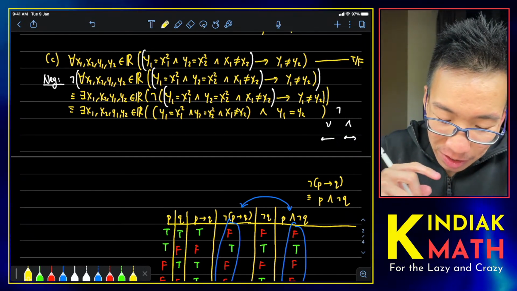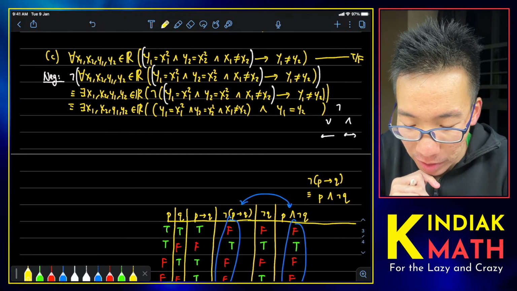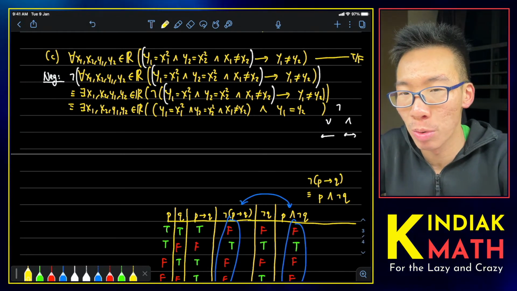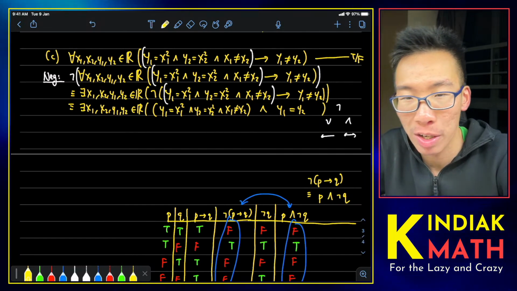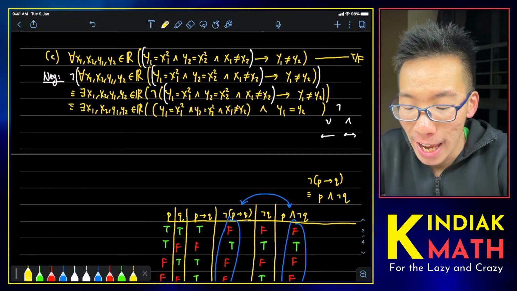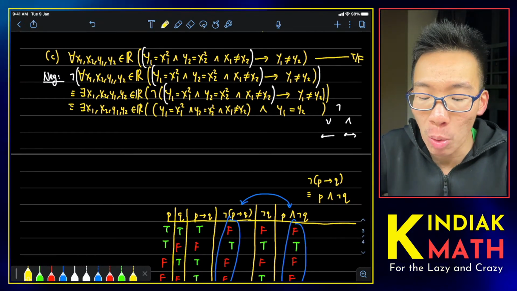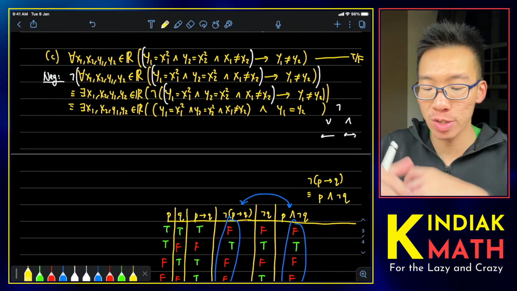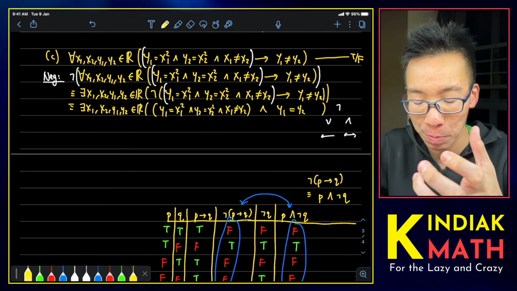And now the question that we should ask is: is this true or false? The original statement says that for any x1, x2, y1, y2, if y1 equals x1 squared and y2 equals x2 squared, and x1 and x2 are not equal to each other, then y1 cannot equal y2. So in other words, if the inputs are different, the squares must be different.